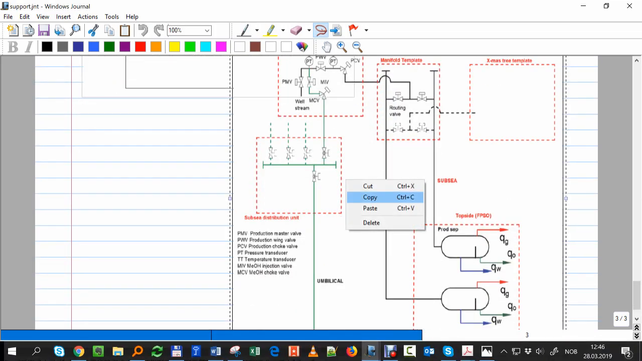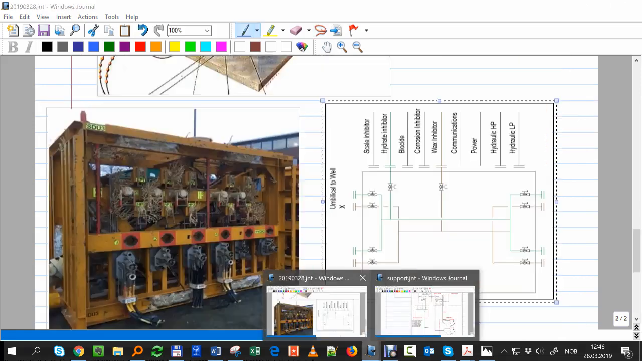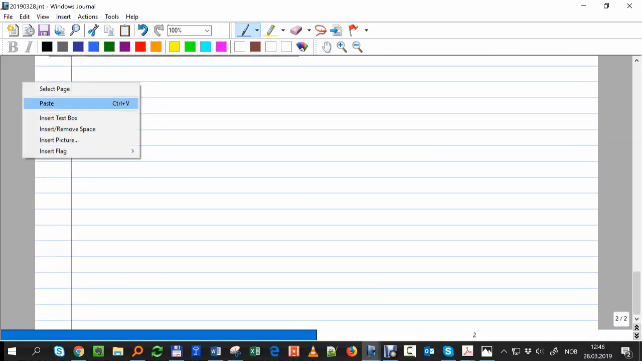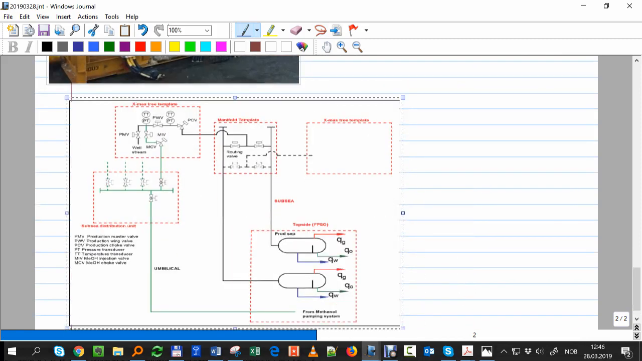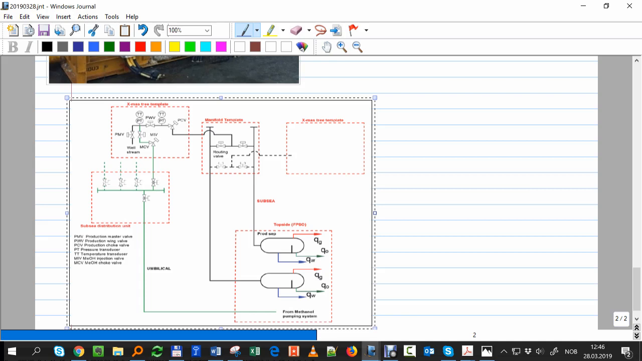Here I have another drawing which shows a bit more how the system looks like. So you have the well template, then you have the subsea distribution unit, you have the platform where you have the two separators in that case. Each well can produce to line one or line two. And from here you send methanol in the umbilical, you distribute it in a manifold, and then it goes and serves all different wells.